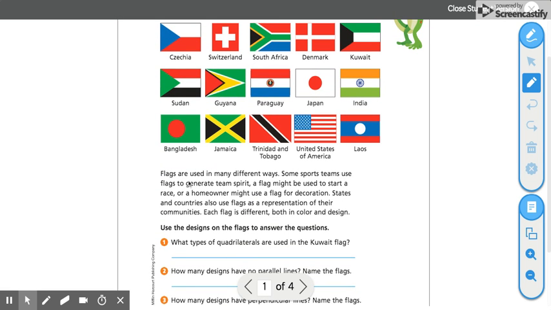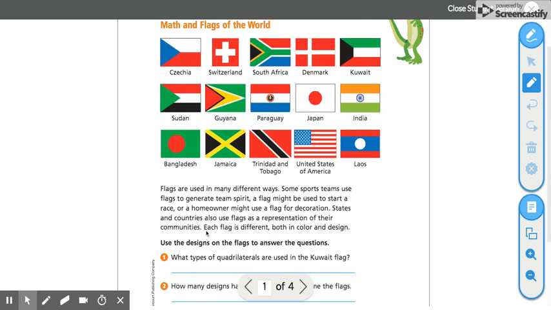It says flags are used in many different ways. Some sports teams use flags to generate team spirit. A flag might be used to start a race, or a homeowner might use a flag for decoration. States and countries also use flags as a representation of their communities. Each flag is different, both in color and design. Use the design on the flag to answer these questions.